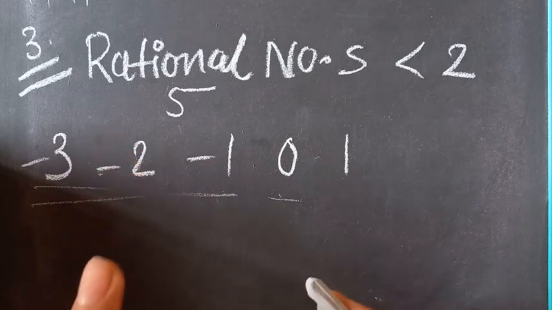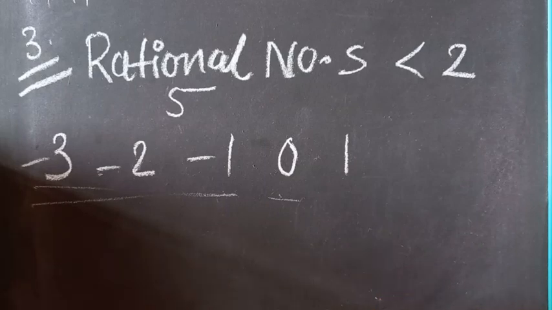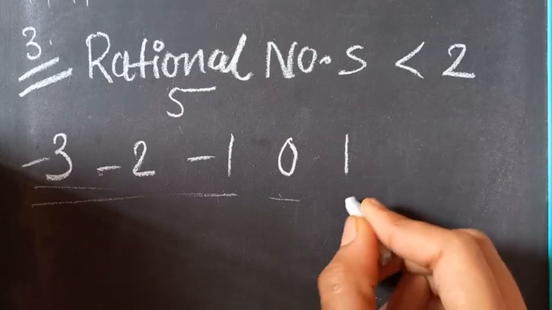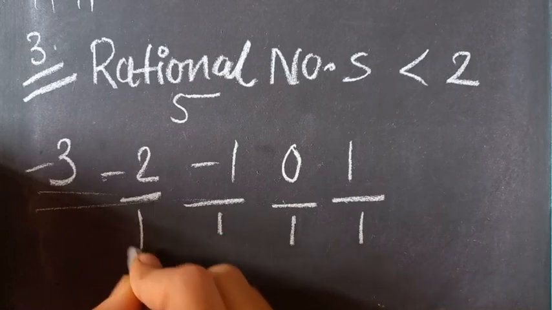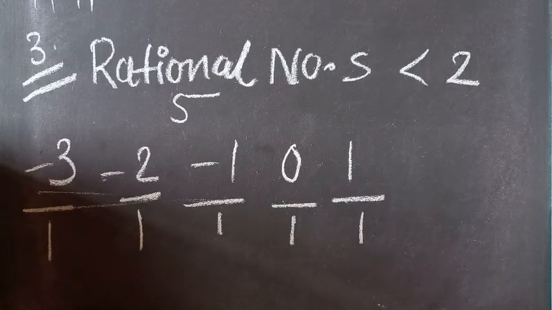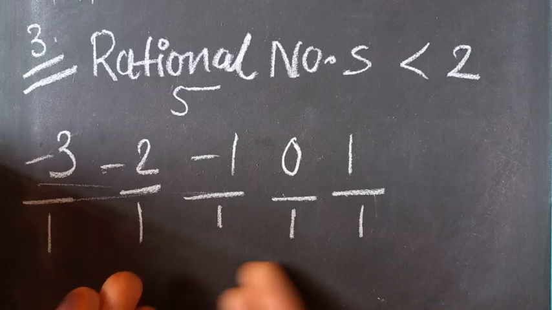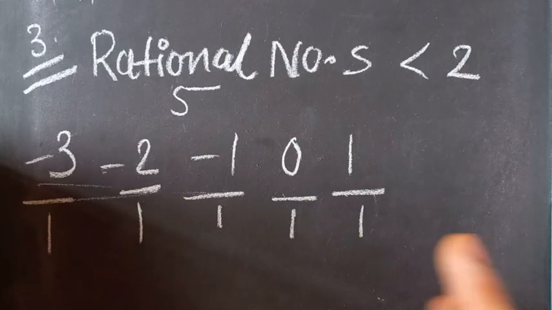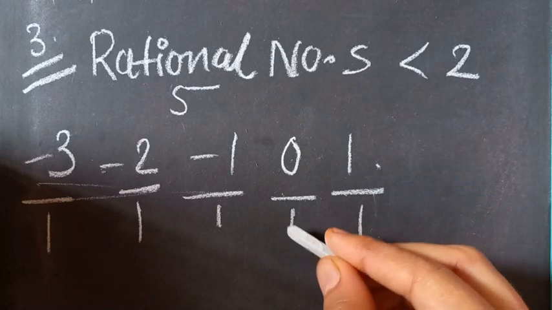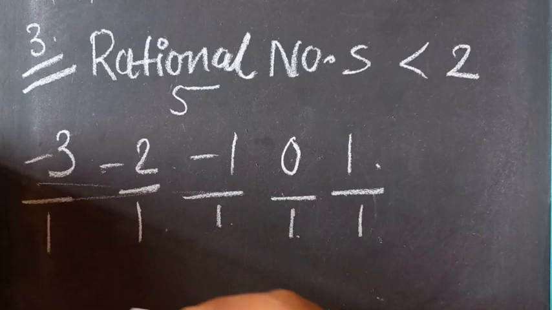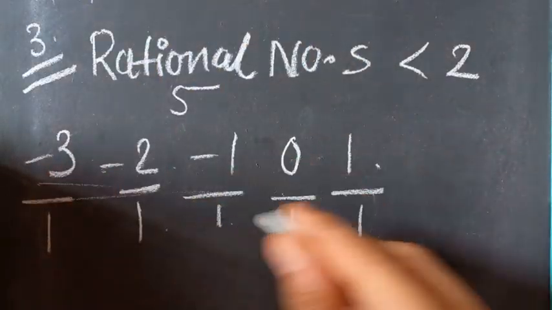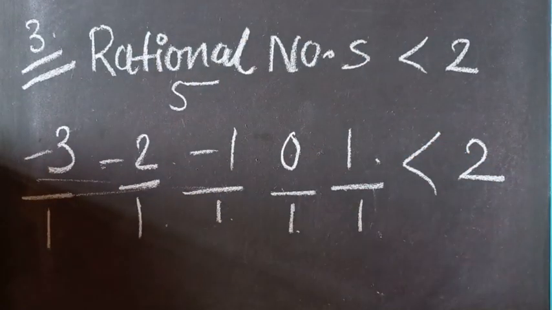We are asked to write 5 rational numbers, and by the definition of a rational number we know that rational numbers are in the form p by q. So we write 1 in the denominator of all the numbers, then they become rational numbers. These 5 are rational numbers: 1 by 1, 0 by 1, -1 by 1, -2 by 1, -3 by 1. These 5 are rational numbers which are less than 2. You can take any 5 rational numbers which are less than 2.